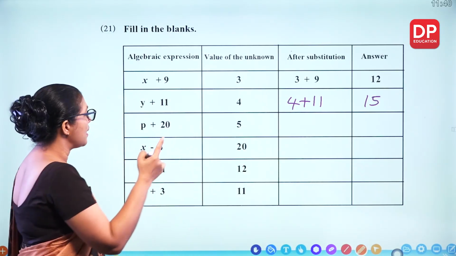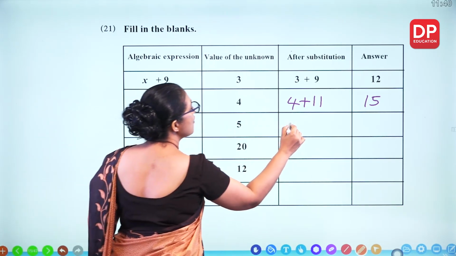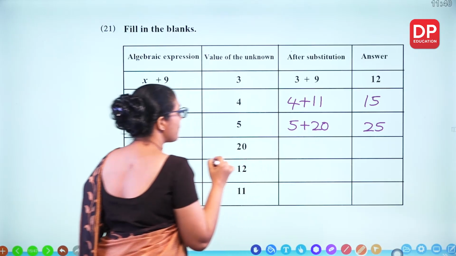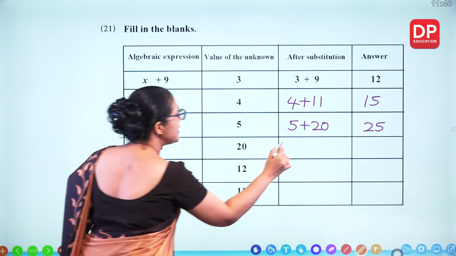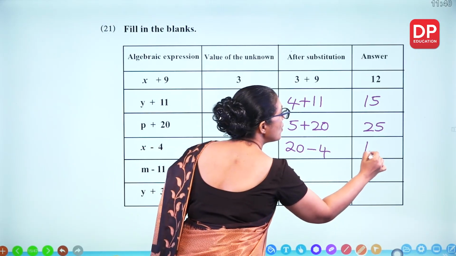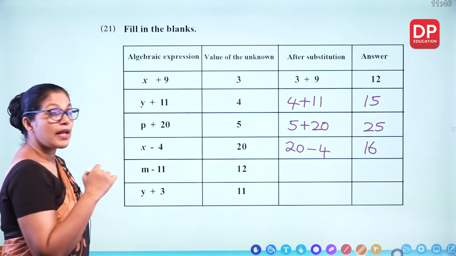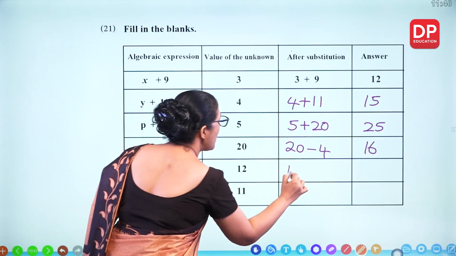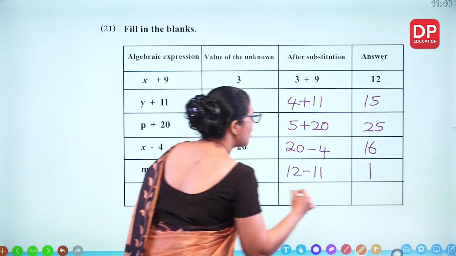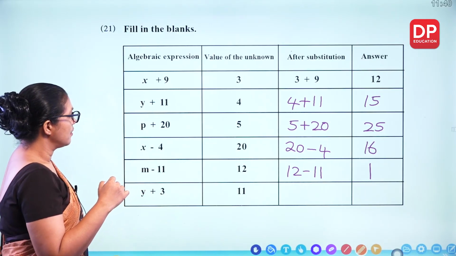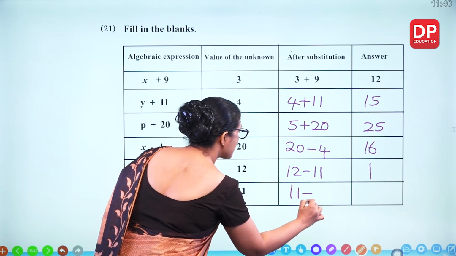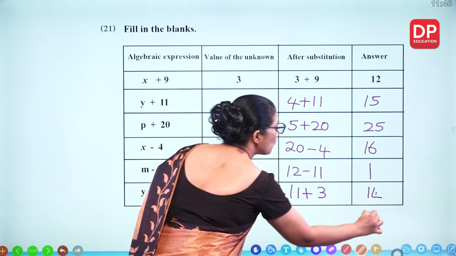P plus 20. P is 5 now. 5 plus 20. You get 25. X is 20. 20 minus 4 now. 20 minus 4, 16. M is 12. 12 minus 11. That's 1. And Y is 11 now. 11 plus 3. You get 14.